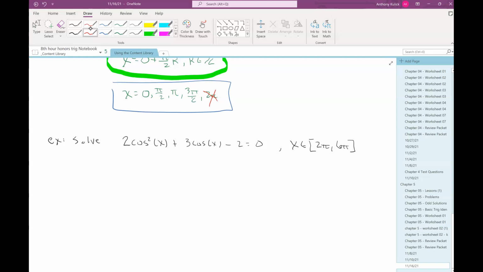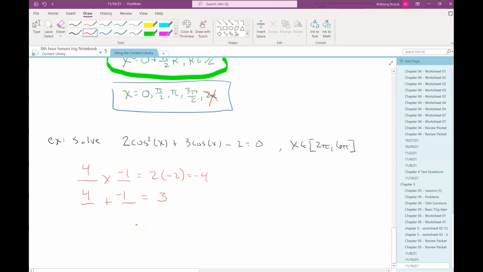All right, what should we do first here? 2 cosine squared x plus 3 cosine x minus 2 is equal to 0. Gotta factor that bad boy. Hopefully you recognize that looks awfully like a quadratic, right? So we're going to need to find two things that multiply to give the leading coefficient times the constant term and add to the linear coefficient. Multiplies to give us -4 and adds to give us +3. It's a brain buster there. 4 and -1, yeah.